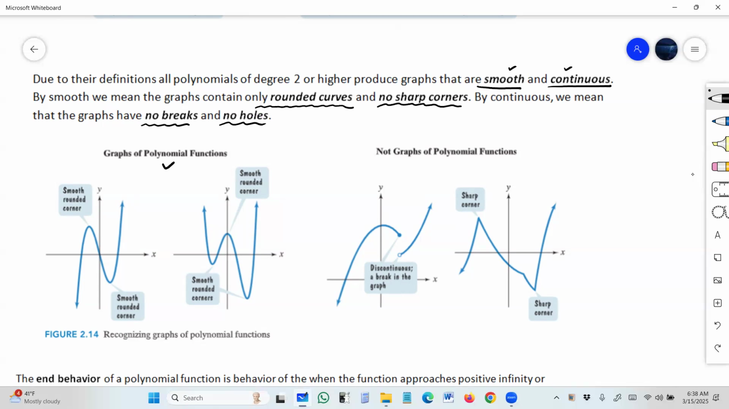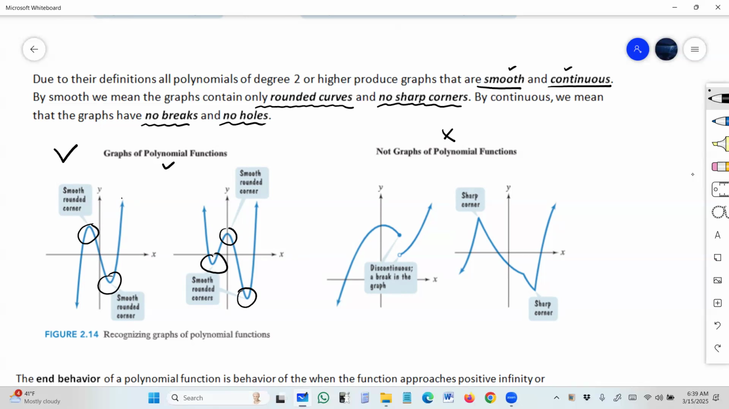So on the left, I have two examples of polynomial functions. And in this case, they both will go to positive infinity and negative infinity, which is not a concern at the moment. The only concern here is a rounded corner. Here's another rounded corner. So these are polynomials, but something that did something like this, like a sharp edge, would not be a polynomial. Same thing here, rounded corner, rounded corner, rounded corner. These are all smooth, curved, and continuous.